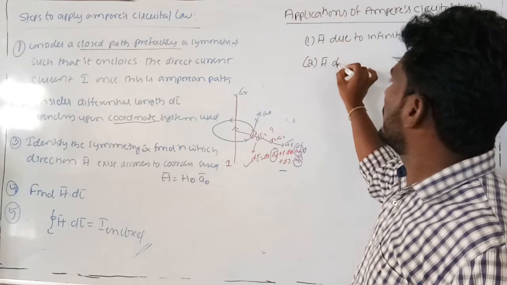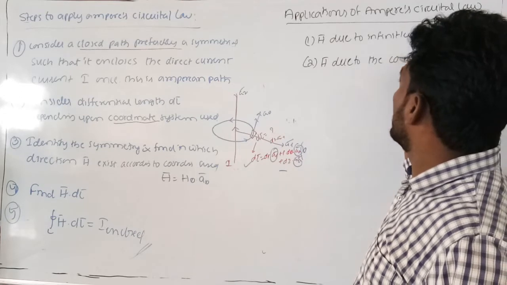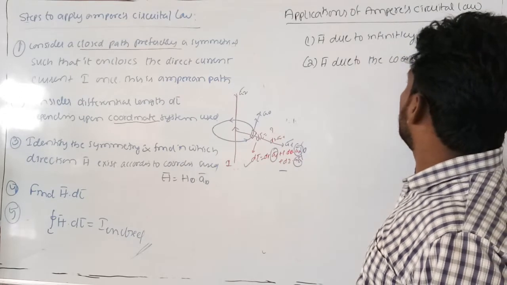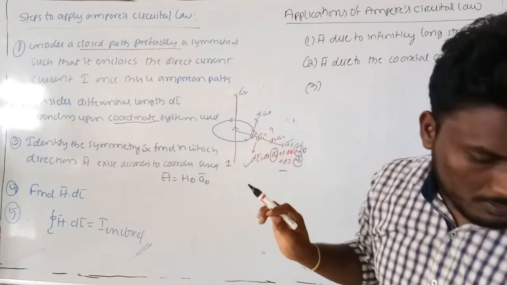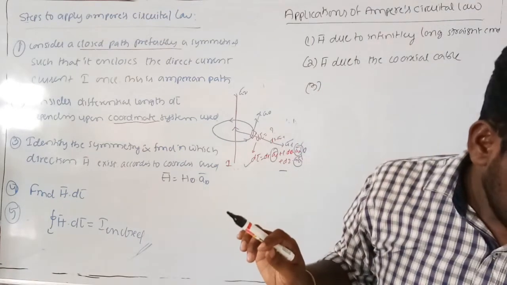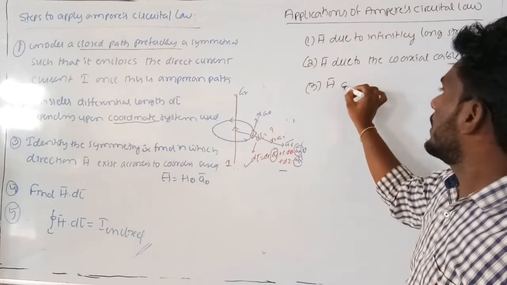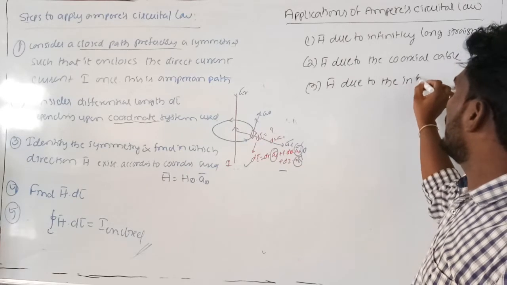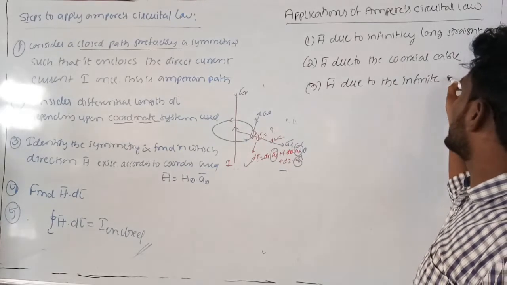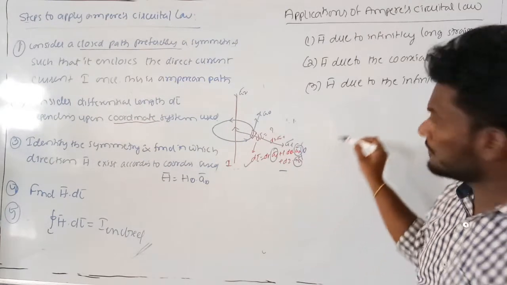The second is H bar due to the coaxial cable, and the third one is H bar due to the infinite sheet of current.